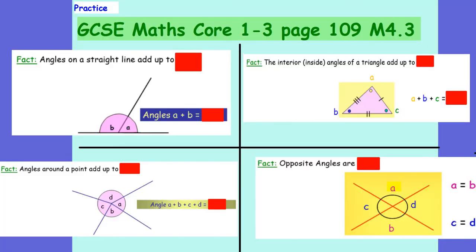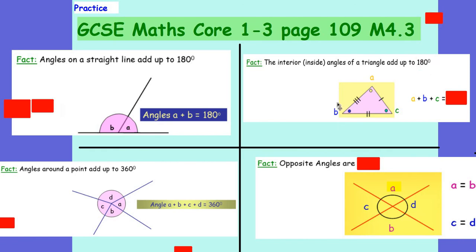So we have looked at lots of different angle facts this week. We found out that angles on a straight line add up to 180 degrees. For example, A and B will add up to 180. We found that angles around a point added up to 360. For example, A, B, C and D add up to 360. We found out that the angles in a triangle added up to 180. For example, A plus B plus C is 180. And we just found out that opposite angles are equal. So angle A is equal to angle B and angle C is equal to angle D.